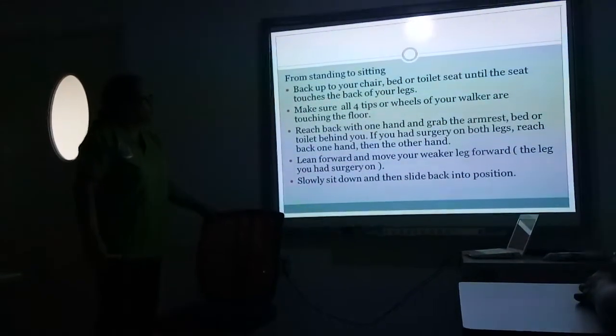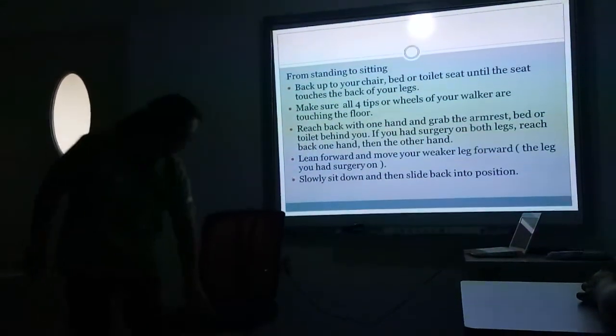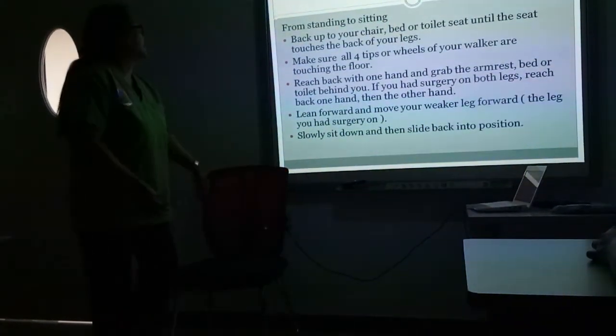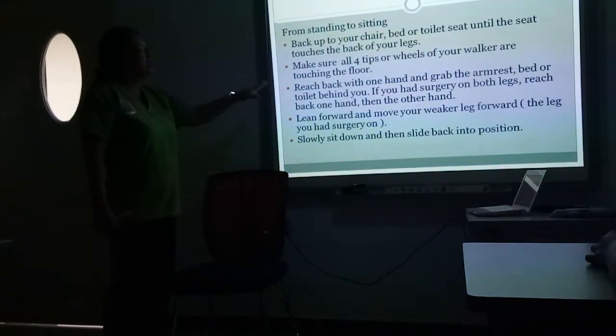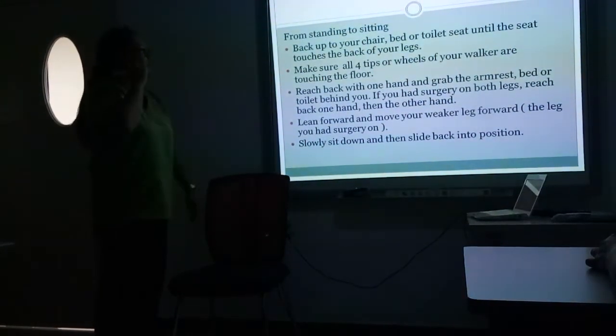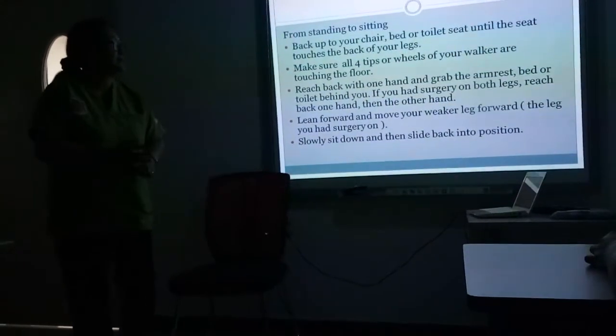Then, touching the back of your legs. Dapat ito ay nafe-feel mo. Ito na yung upuan. Okay. Make sure all tips or wheels of the walker, same, touching the floor. Then, reach back of your one hand.